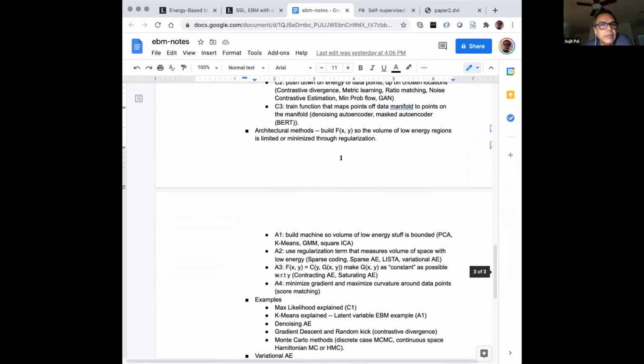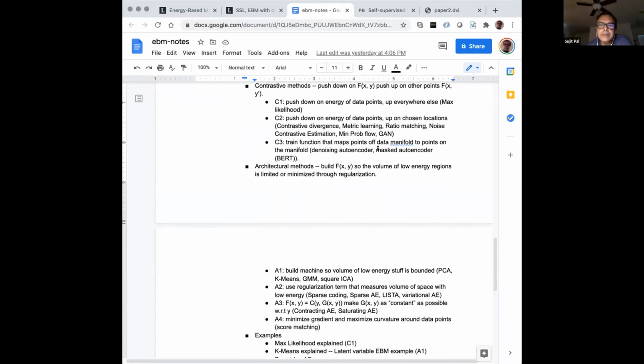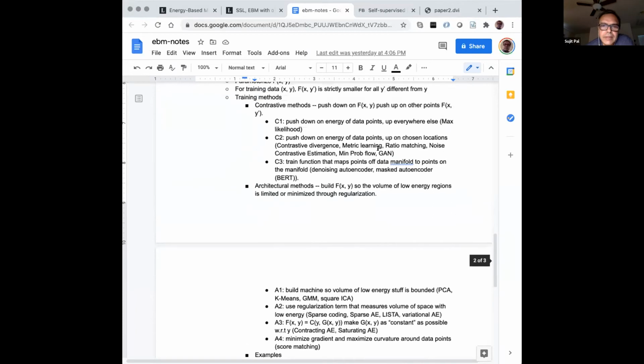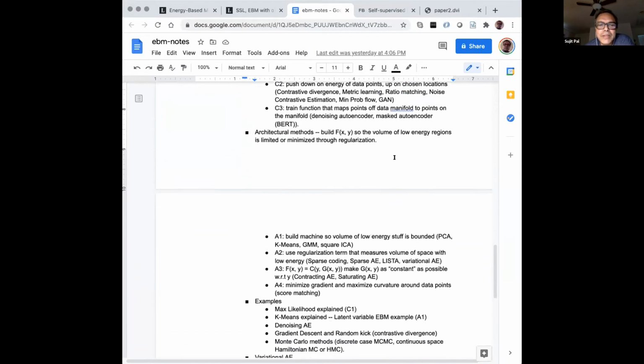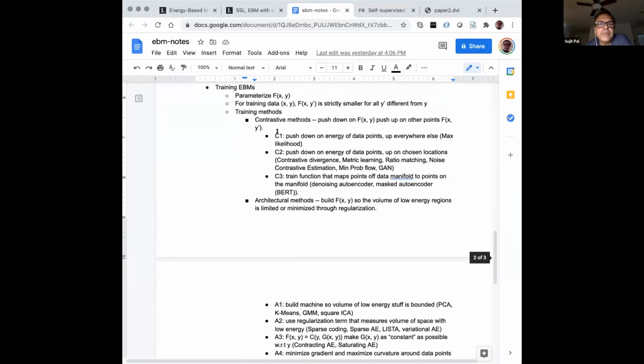And with the architectural methods, you build your F(x,y) so the volume of low energy regions is limited or minimized through regularization. I don't have a very good pictorial, intuitive feel for that. But in any case, he talks about 3 different kinds of contrastive methods.